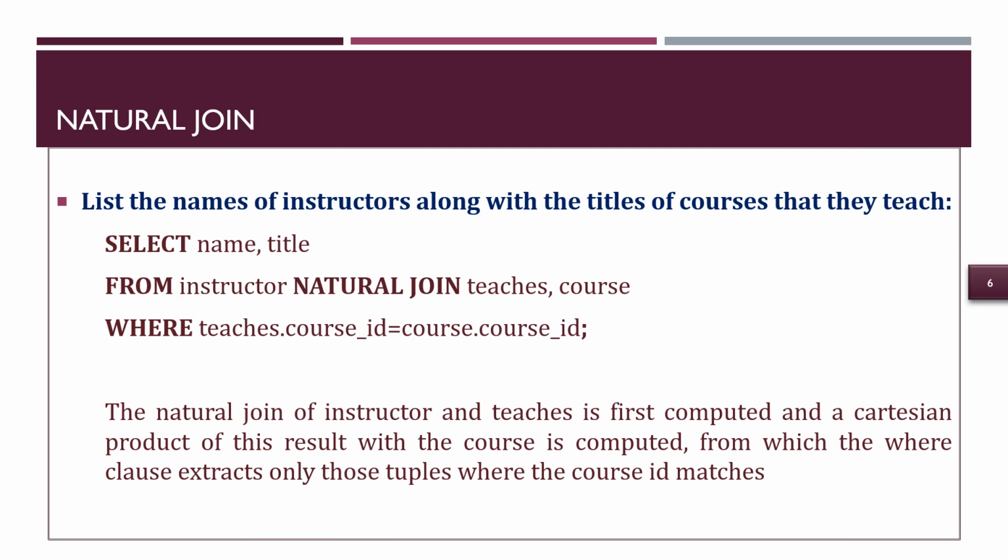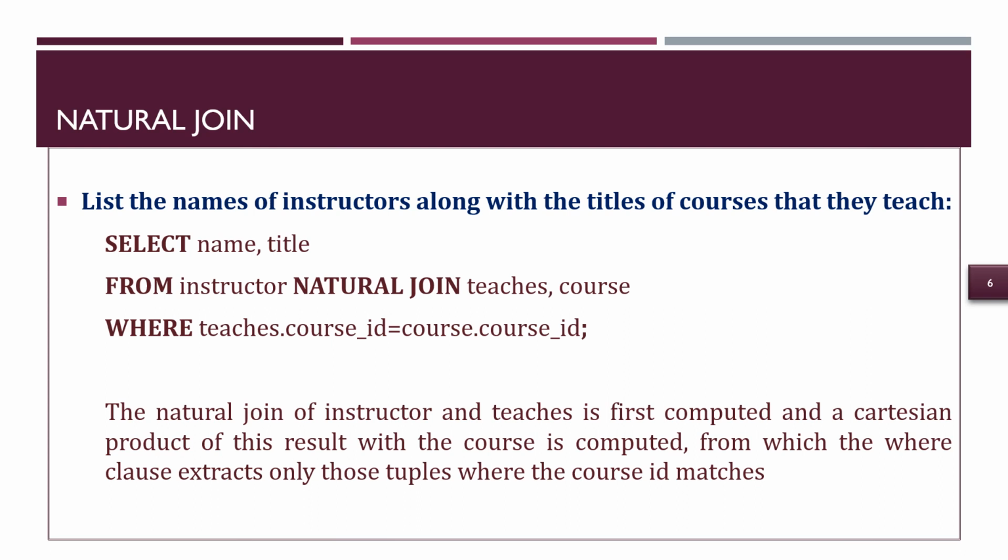The course title details are there in the course table, and the instructor taking courses or teaching courses, the details of that one are there in the teachers table. That means we need to join three tables to answer this query: the instructor table, teachers table, and course table.